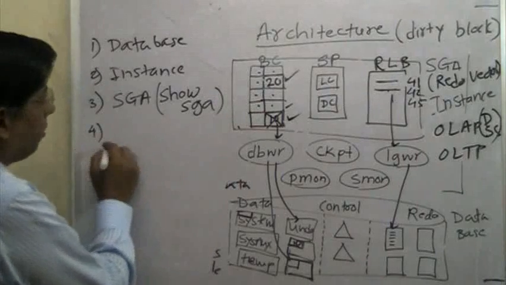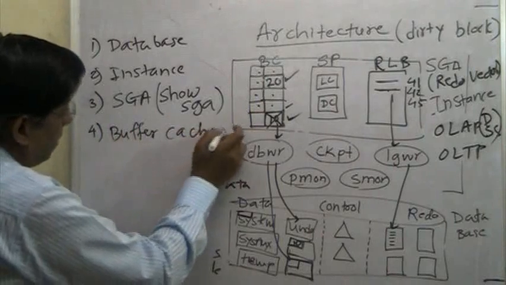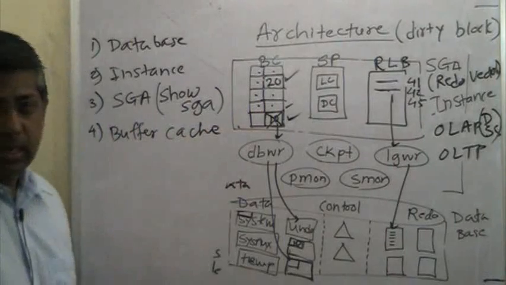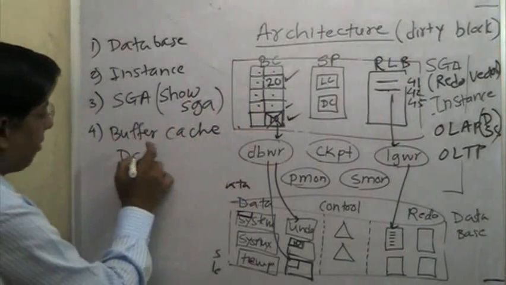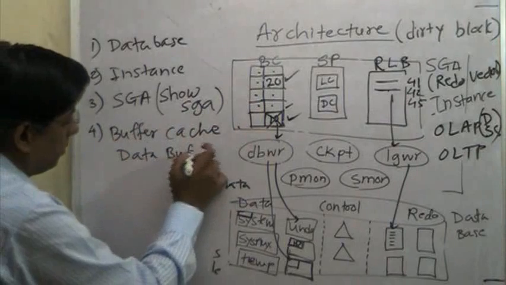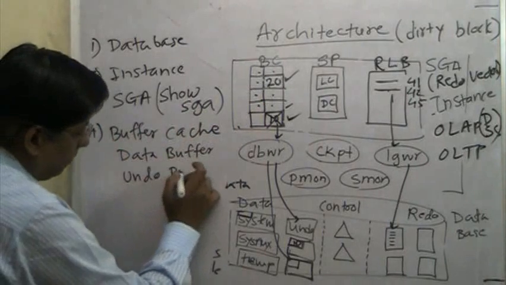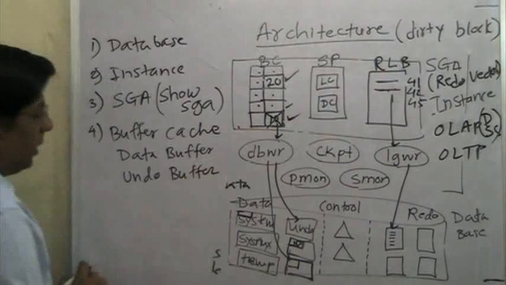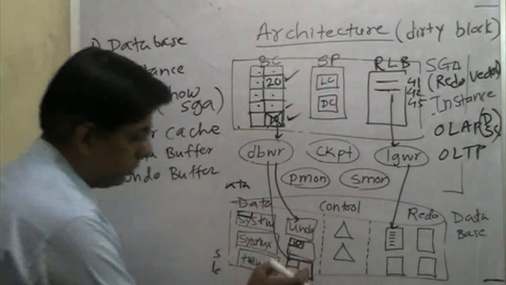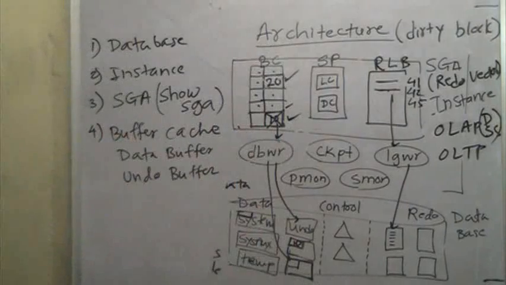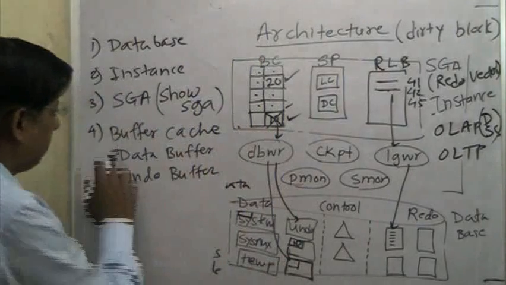So you know what SGA is. Now the fourth thing that we should know is, what is a buffer cache? Then the next thing we should know is, what is a data buffer and what is an undo buffer? Similar to data buffer and undo buffer, there is data block and undo block. Blocks are here, buffers are here. It's one and the same thing though. Data will be read from the blocks and brought into the buffer. So these things are there.